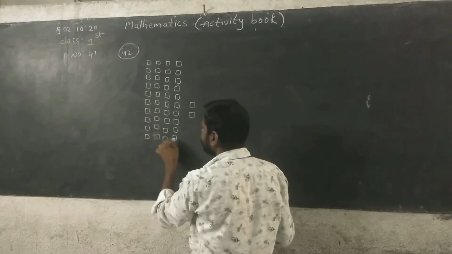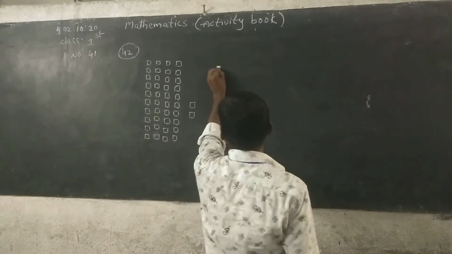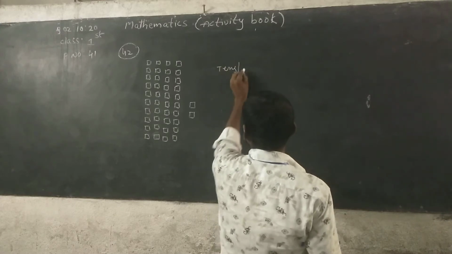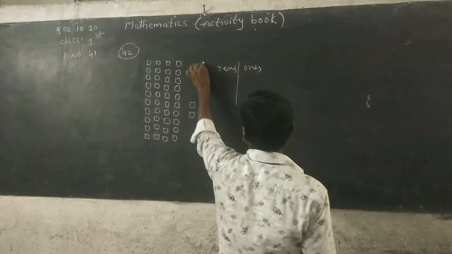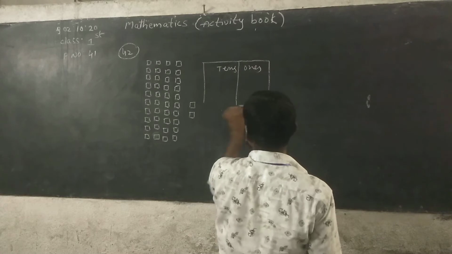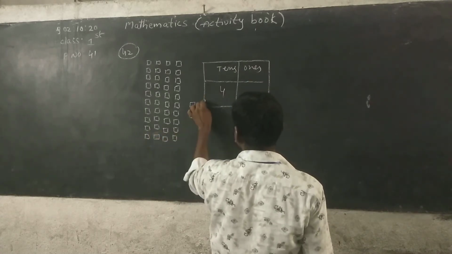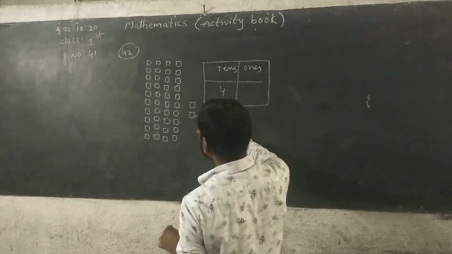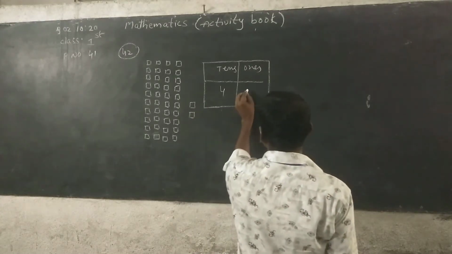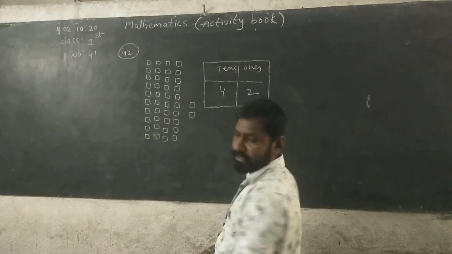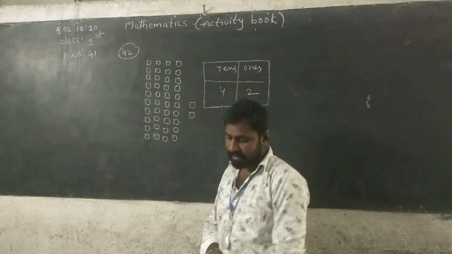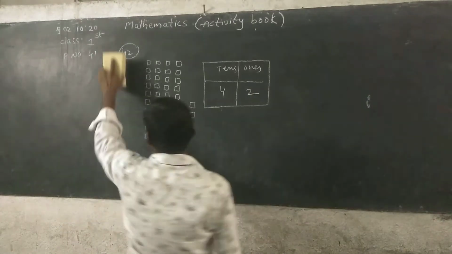See, one pile contains 10 boxes. How many piles are there? 4 piles. Means here 4 is in the tens place. So 1, 2, 3, 4. 4 is in the tens place. And here 2 boxes. This is the ones place. 2 is in the ones place. 42. Next, 55.